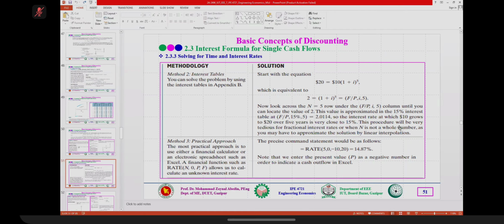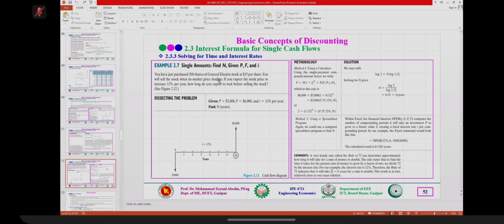This procedure will be very tedious for fractional interest rates or when n is not a whole number, as you may have to approximate the solution by linear interpolation. So maybe you have to use interpolation. Interpolation means the formula that you have studied in geometry: y minus y1 divided by y1 minus y2 equals x minus x1 divided by x1 minus x2. So by this way, we can find out the i value.